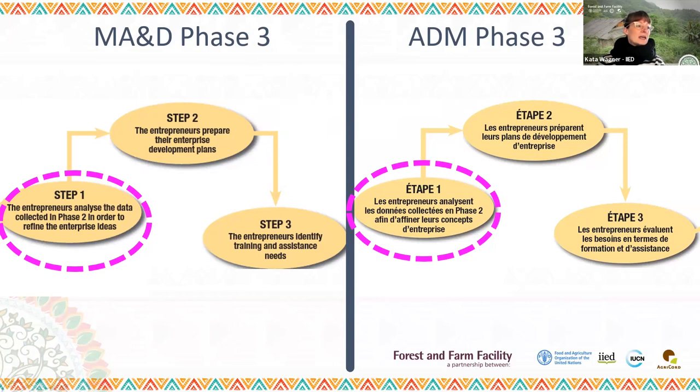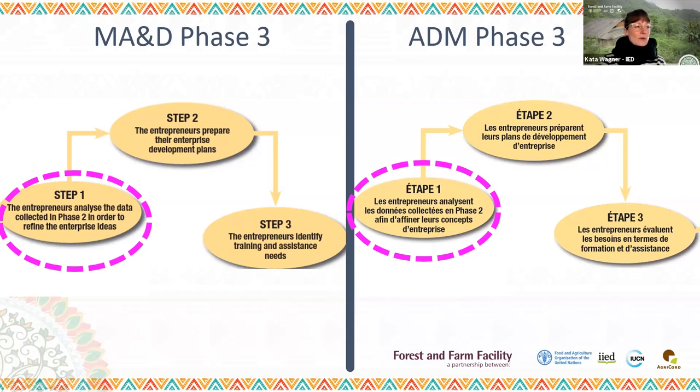And finally, in step three, the facilitators will analyze the enterprise development plans together with the entrepreneurs, identify perhaps if there are corrections to be made or further reflections to be done, and also identify the training and assistance needs in order to decide on a support strategy during the startup phase of the enterprise.